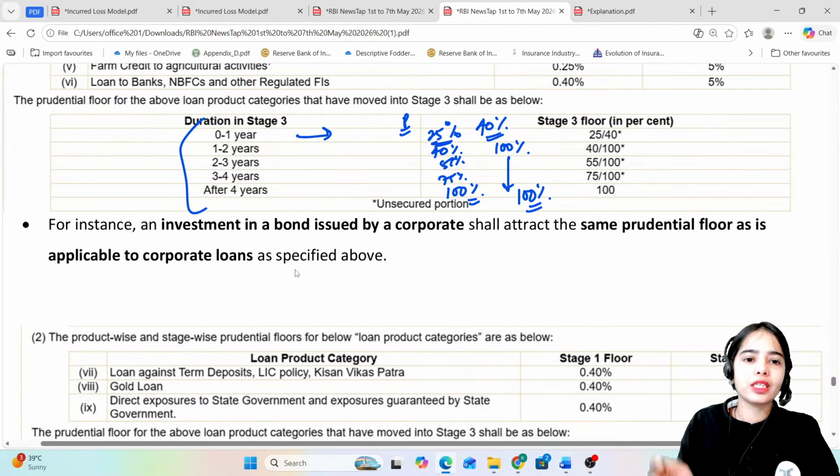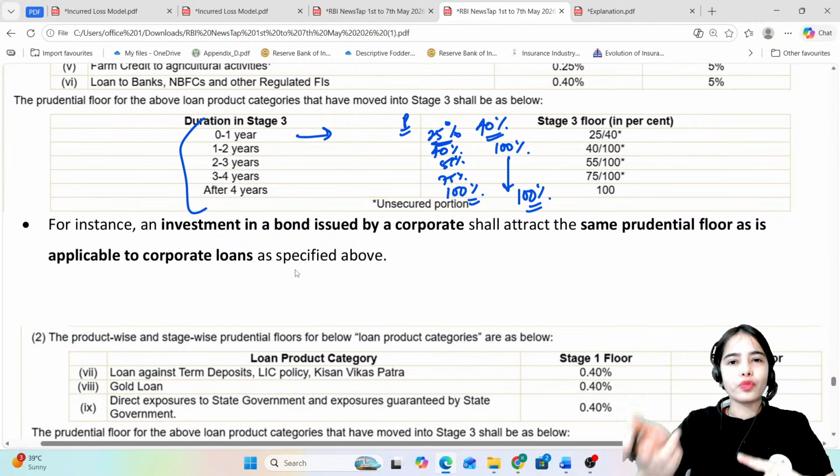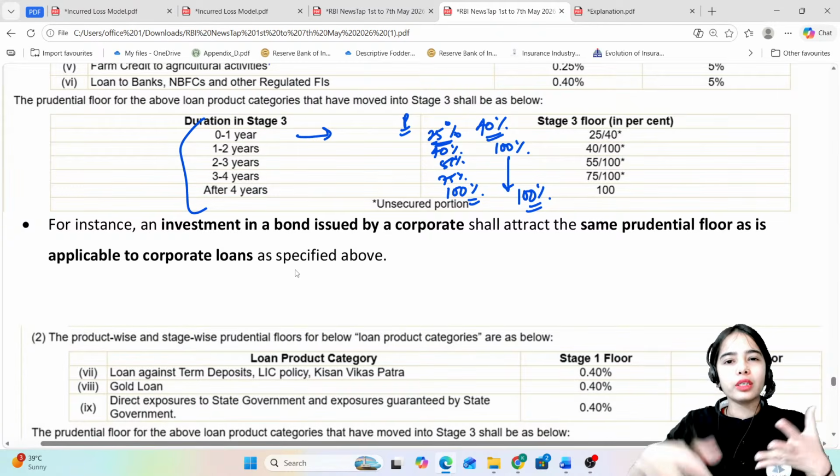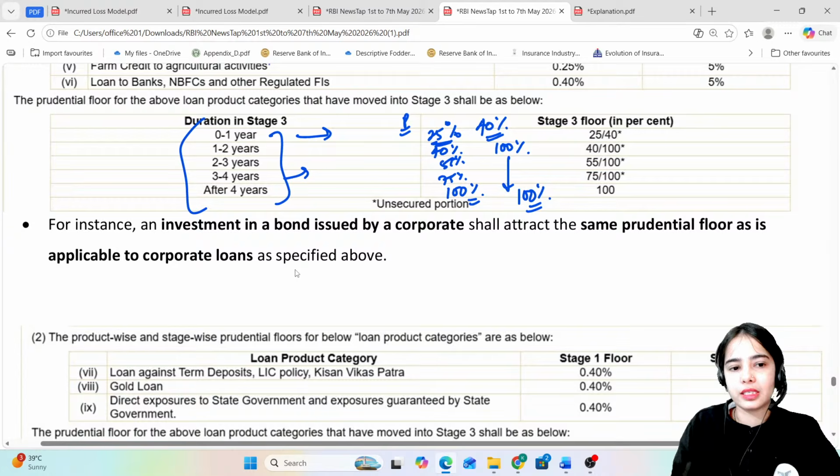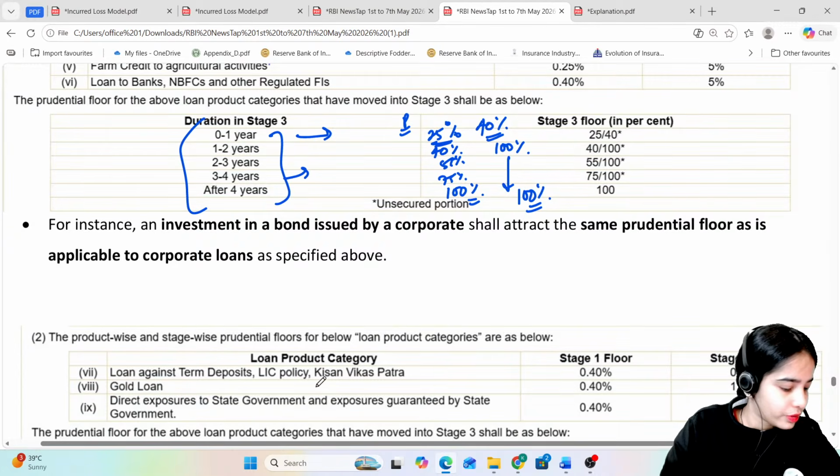Okay, and the confusion about the standard asset to doubtful asset and how the provisions will be maintained has been removed by just giving the years. Now, all clear? Any confusion, anyone?